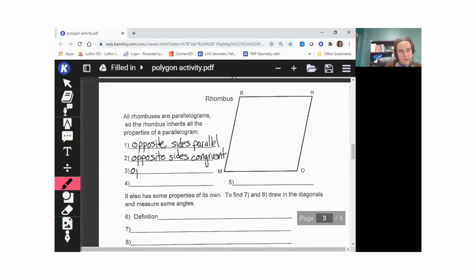opposite angles are congruent, same side interior angles are supplementary, and diagonals bisect each other.